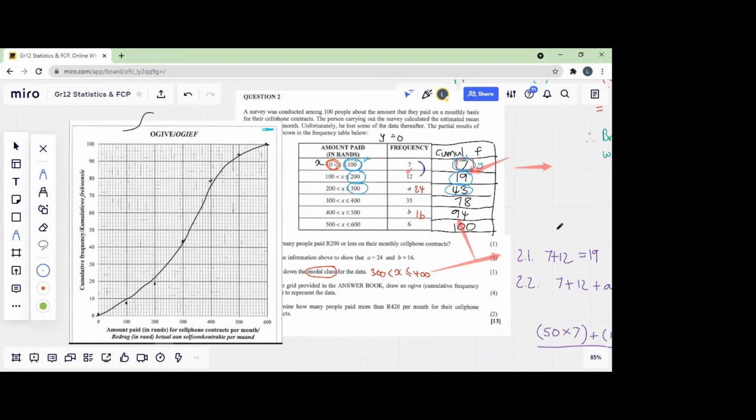Okay, so let me ask how you guys are getting on. Does this make sense? Is everybody okay? I know obviously you don't have that ogive in front of you, but this will be on your answer book for paper 2. So you won't have to redraw the axes. You'll obviously just have to plot the points. Are there any questions? Is everybody okay?